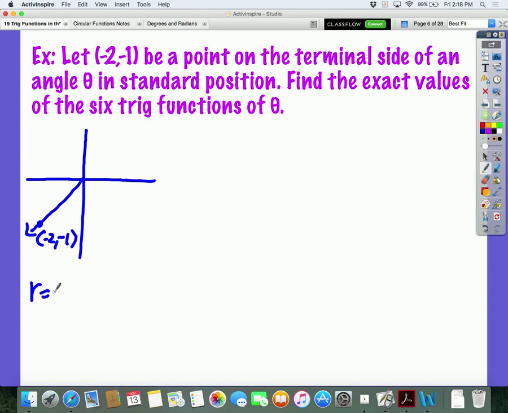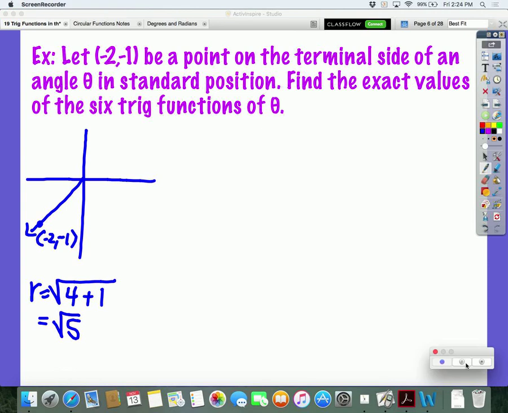We find r by taking the square root of x squared plus y squared. What's x squared? 4. And y squared? 1. So what is that? 5. Square root of 5. It is the exact value, so you're not going to plug this into your calculator to get a decimal. No, no, no. You're going to leave the radical in there. Find my 6. Do that now.